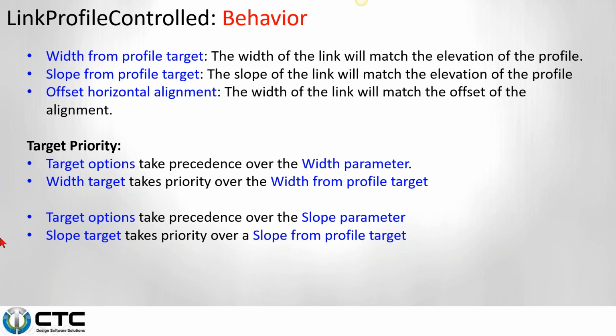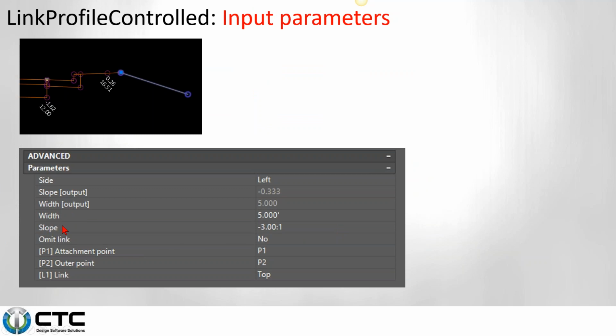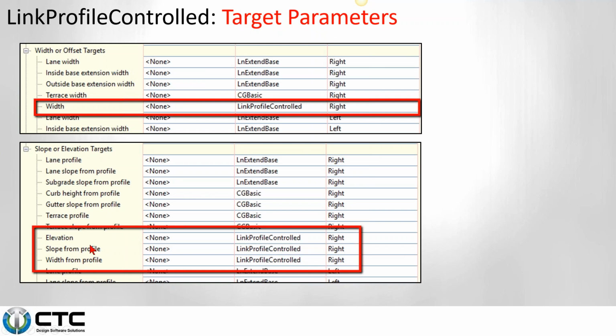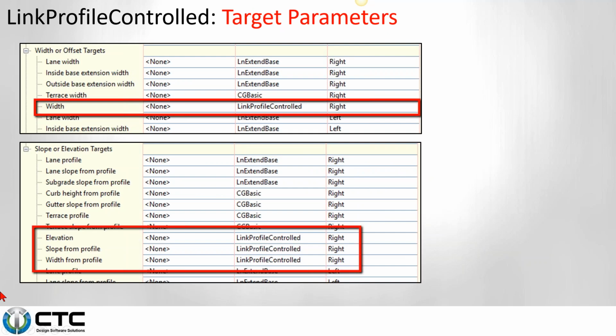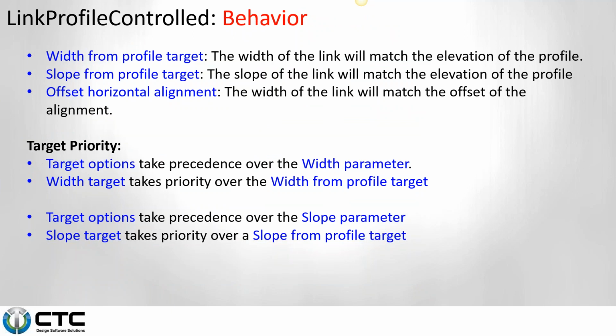Same thing with the vertical. Target options take precedence over the slope parameter. So I have my slope 3 to 1. If I assign any target in there, that target, the elevation or the slope from profile, will take precedence over the user input. And then the slope target takes precedence over the slope from profile target. So again, this elevation will take precedence over the slope from profile. If you were to assign them both a target in here, we would get the elevation, not the slope from profile. So in a nutshell, the link profile control, pretty straightforward.